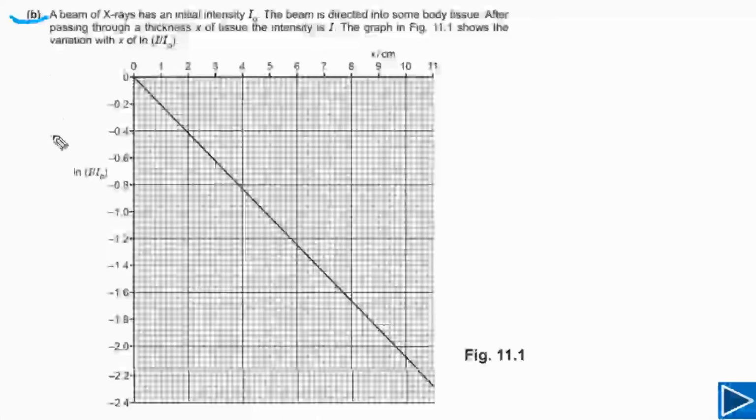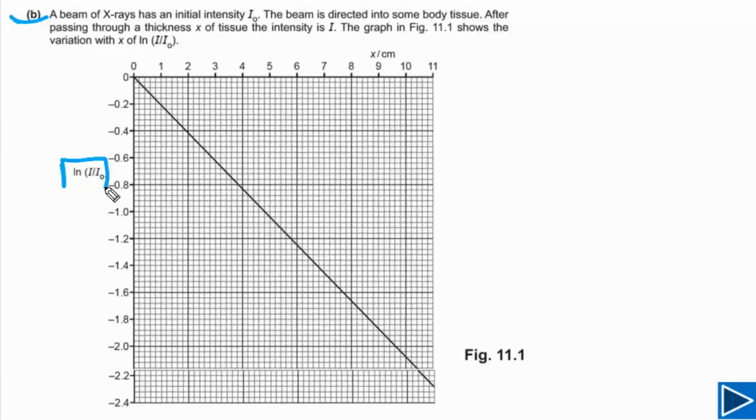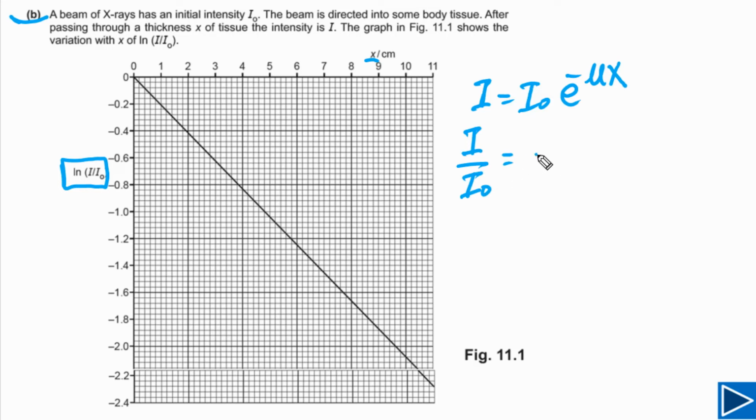For this part, the graph is given between ln I over I naught and x. First of all, let's try to write down the equation for this graph. In this case, we can simply write I is equal to I naught e to the power of negative mu x. This is the standard equation we have. Now, if we rearrange this one, we can write I over I naught equal to e to the power of negative mu x.